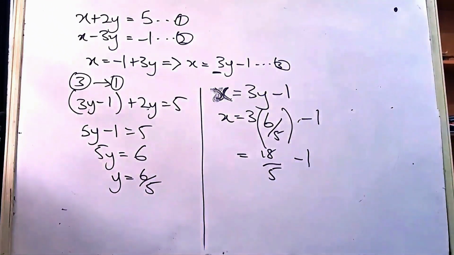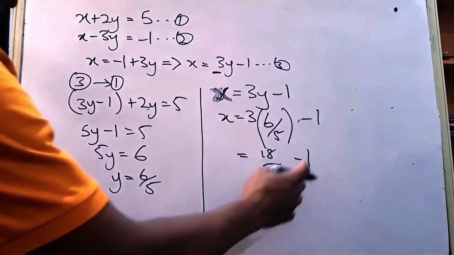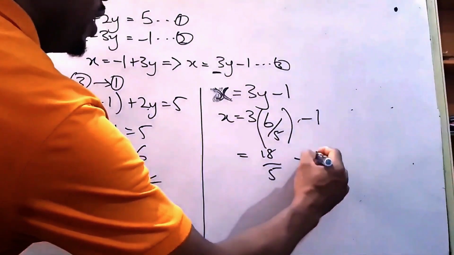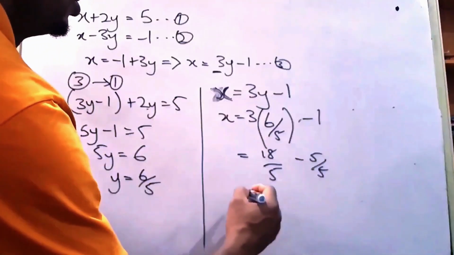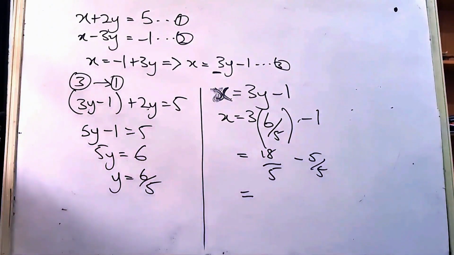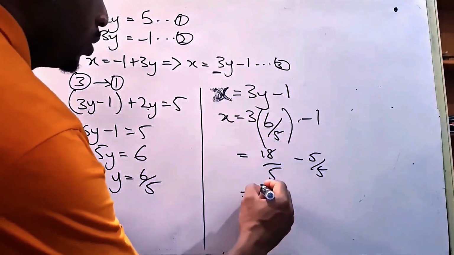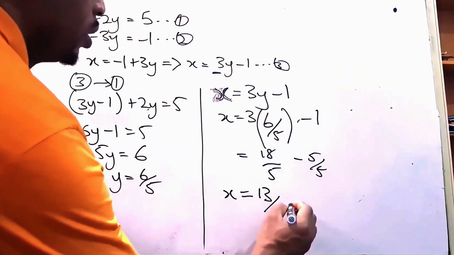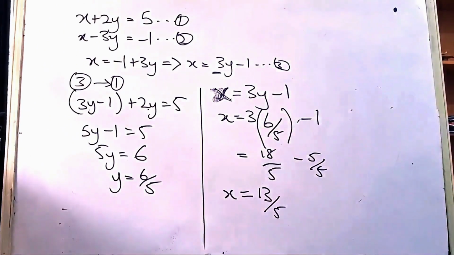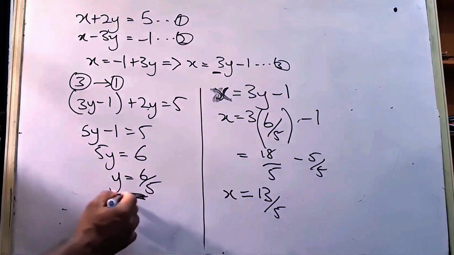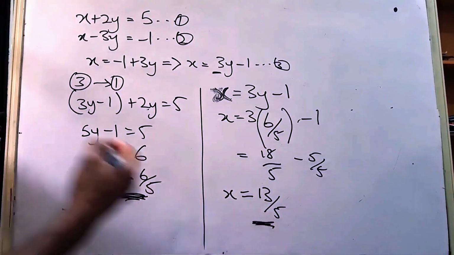Okay? Now, I can write 1 as 5 over 5. So it means that x, since the denominators are the same, we can just subtract the top. So 18 minus 5 is 13. So it means that x is equal to 13 over 5. Okay? So it means y is 6 over 5, x is 13 over 5.